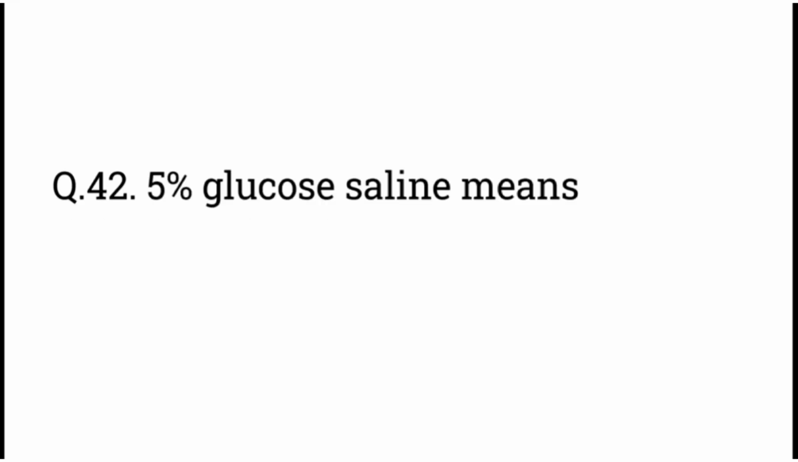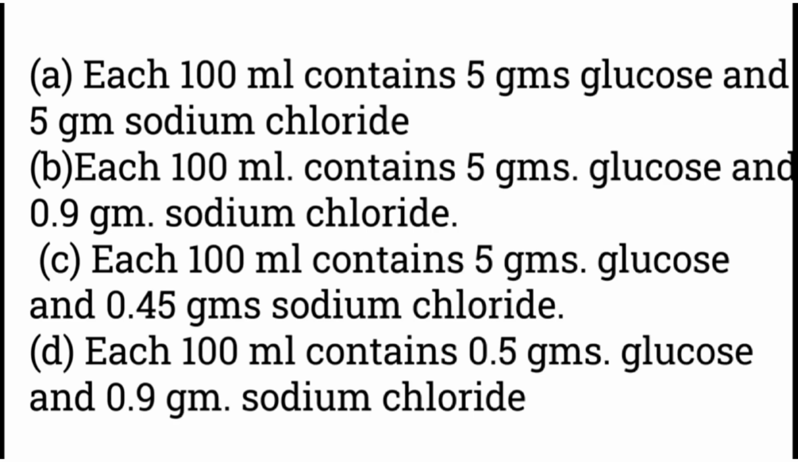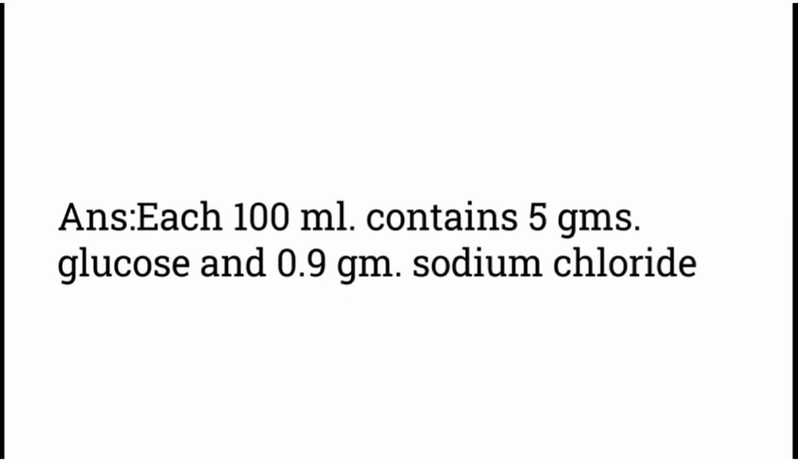5% glucose saline means each 100 ml contains 5 gram glucose and 5 grams of sodium chloride. Each 100 ml contains 5 gram of glucose and 0.9 grams of sodium chloride. Each 100 ml contains 5 gram of glucose and 0.45 grams of sodium chloride. Each 100 ml contains 0.5 grams of glucose and 0.9 grams of sodium chloride. See here, the answer is each 100 ml contains 5 grams of glucose and 0.9 grams of sodium chloride.